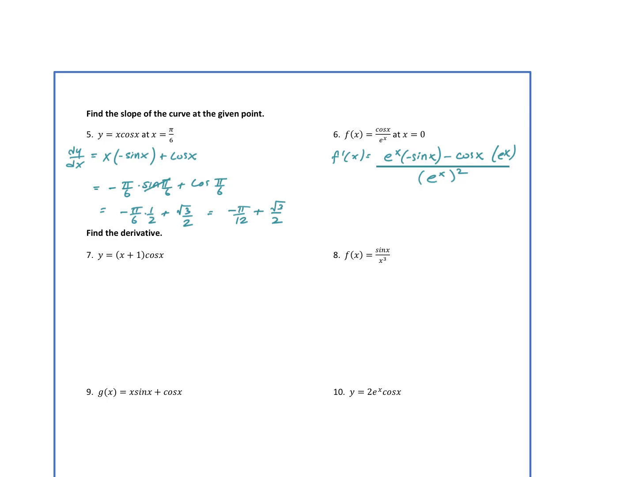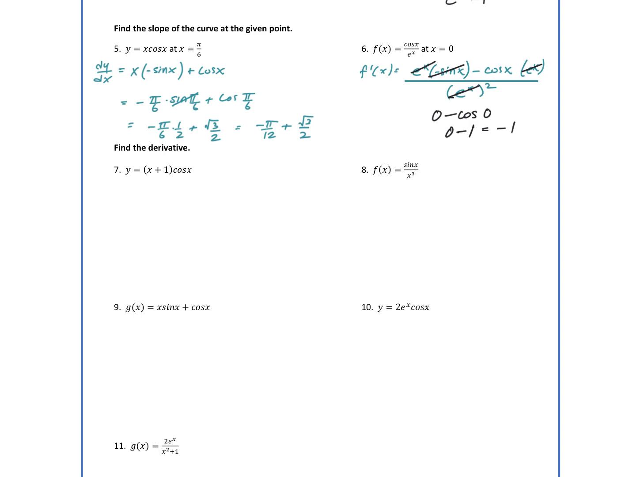When you plug in e to the 0, e to the 0 is equal to 1. All of these go away. Sine of 0 is 0. I have 0 minus the cosine of 0. Cosine of 0 is 1. 0 minus 1 is negative 1.